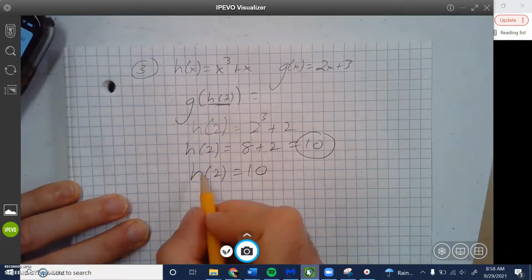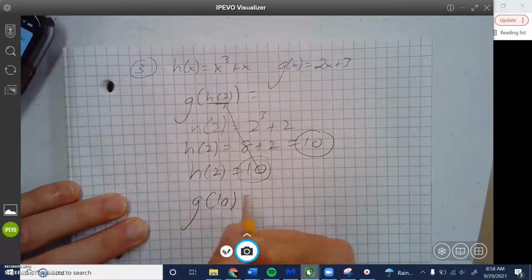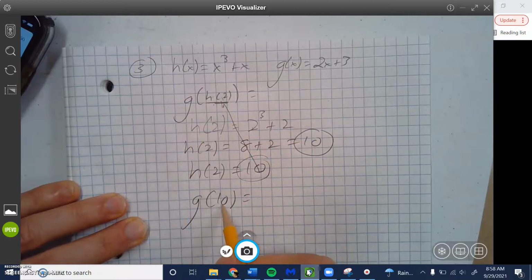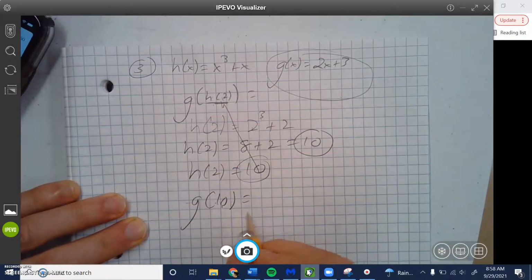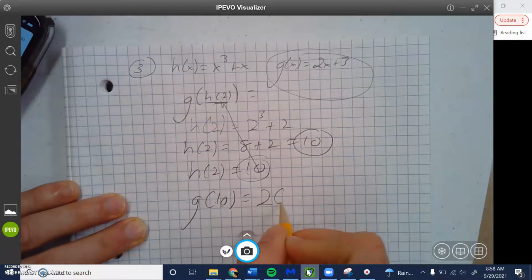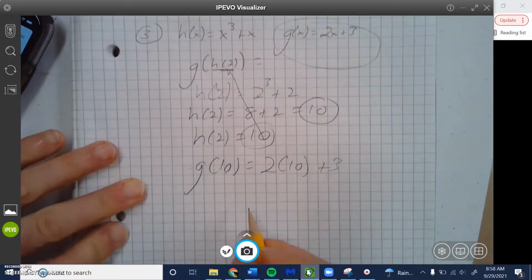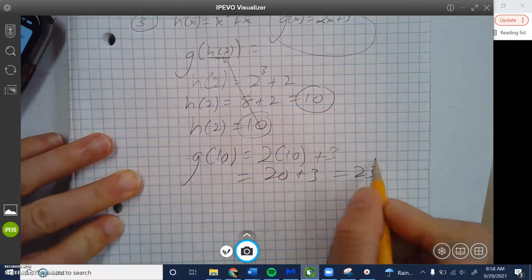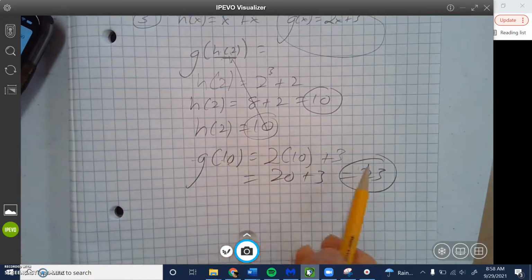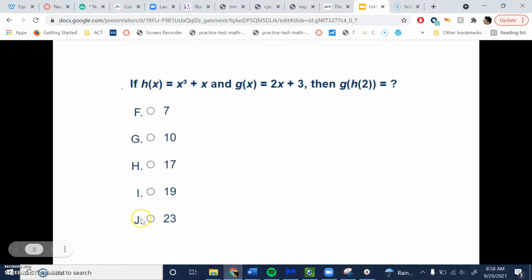So I'm going to put 10 right here. So g of 10 is what's up next, because h of 2 is 10. So g of 10 is 2 times 10 plus 3. That's going to be 20 plus 3, which is 23. So g of 10 is 23. J again. Nice job, everybody. Good work.